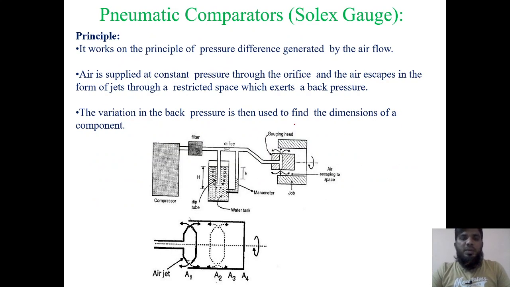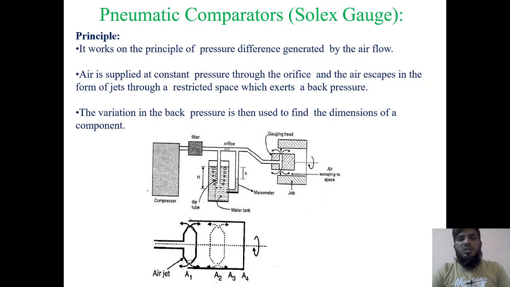Next is pneumatic comparators. In pneumatic comparators, generally it works on the principle of pressure difference of air. So air is supplied at a constant pressure through an orifice. Okay. This air escapes in the form of a jet through the restricted space, which exerts a back pressure. So the variation in the back pressure is used to find the dimensions of the component.